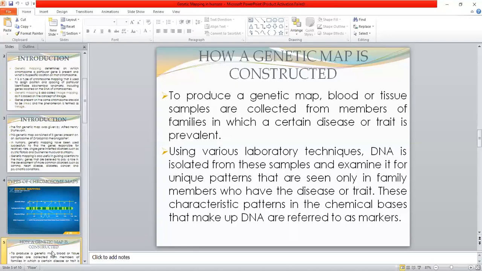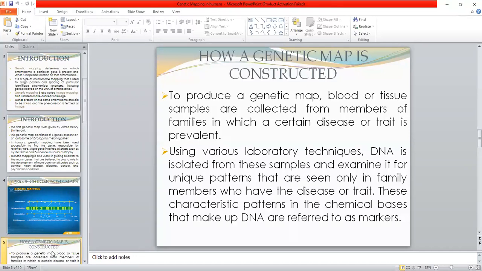To construct a genetic map, the first step is to isolate DNA. Blood or tissue samples are collected from members of families in which a certain disease or trait of interest is prevalent.